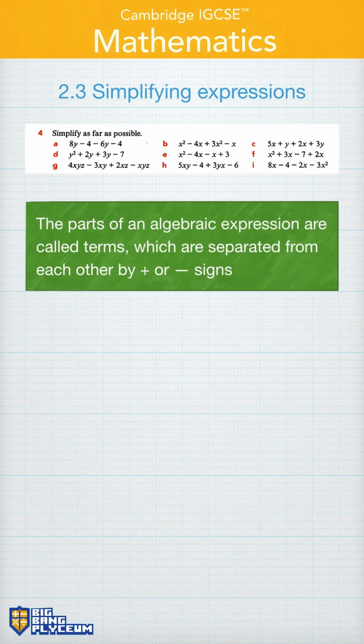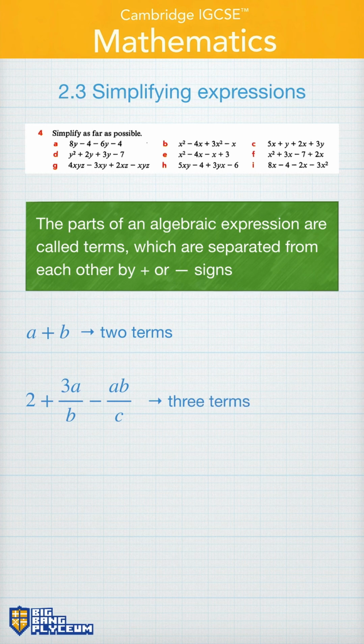So let's see. The parts of an algebraic expression are called terms, which are separated from each other by addition or subtraction signs. For example, when we see a plus b, a and b are separated by an addition sign, right? So how many terms do we have? Of course, 2 terms. And then when we see 2 plus 3a over b minus ab over c, think about it. How many terms are there? Of course, there are 3, because they are separated by an addition sign and a subtraction sign. Alright, so this is how we define terms.